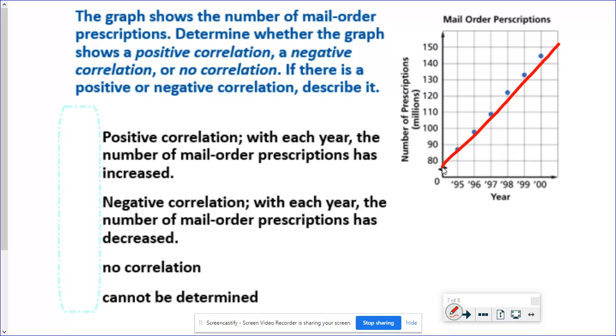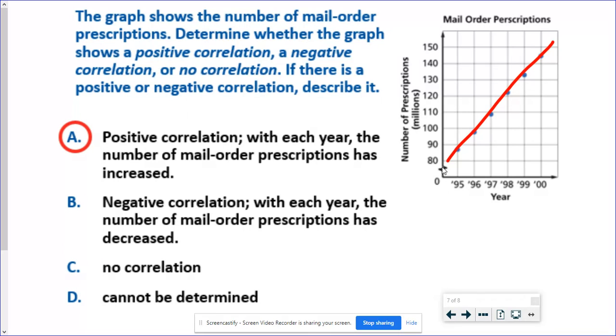And again, that was not a very good line. That was me trying to freehand this. But you can see that this is going uphill. So that means it has to be the one with the positive correlation. And the explanation makes sense. With each year, as we go forward in time, the number of mail order prescriptions has increased. Yep, that's true. So A is the correct answer on this one.